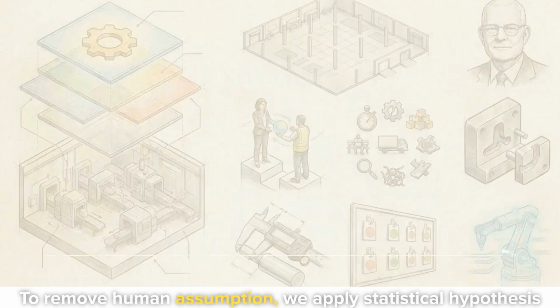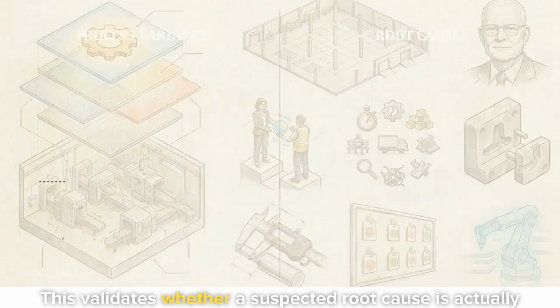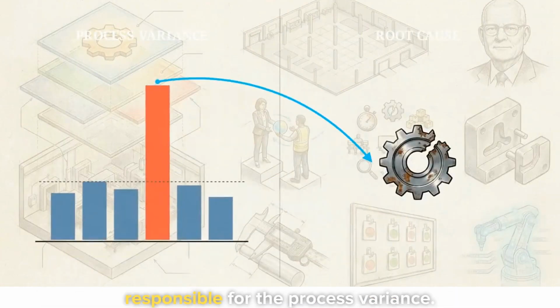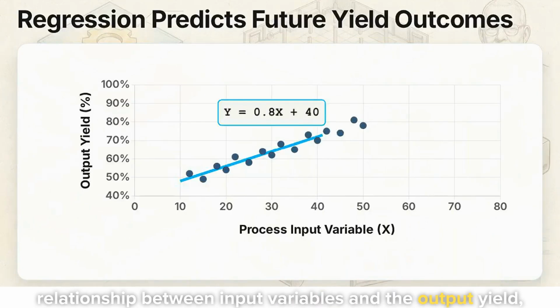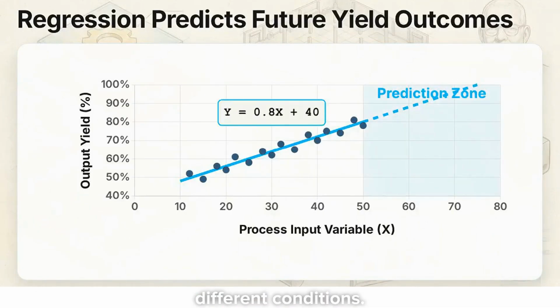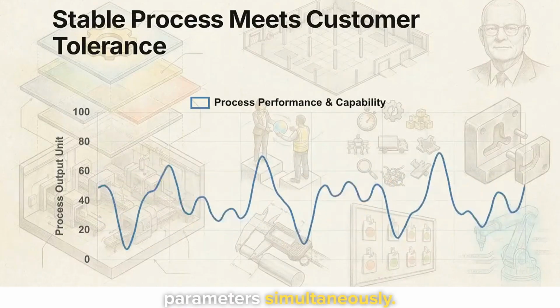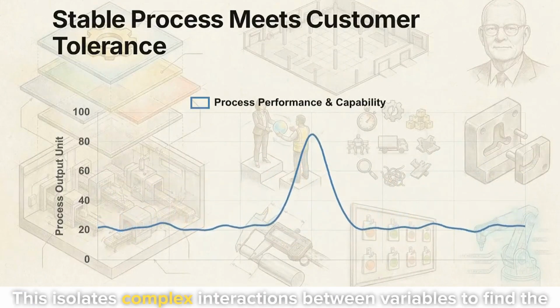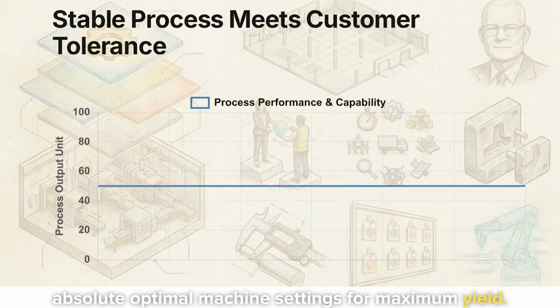To remove human assumption, we apply statistical hypothesis testing, evaluating p-values through ANOVA or t-tests. This validates whether a suspected root cause is actually responsible for the process variance. Regression analysis is then used to mathematically model the relationship between input variables and the output yield, allowing us to predict how the process will perform under different conditions. Design of experiments, or DOE, systematically tests multiple parameters simultaneously. This isolates complex interactions between variables to find the absolute optimal machine settings for maximum yield.